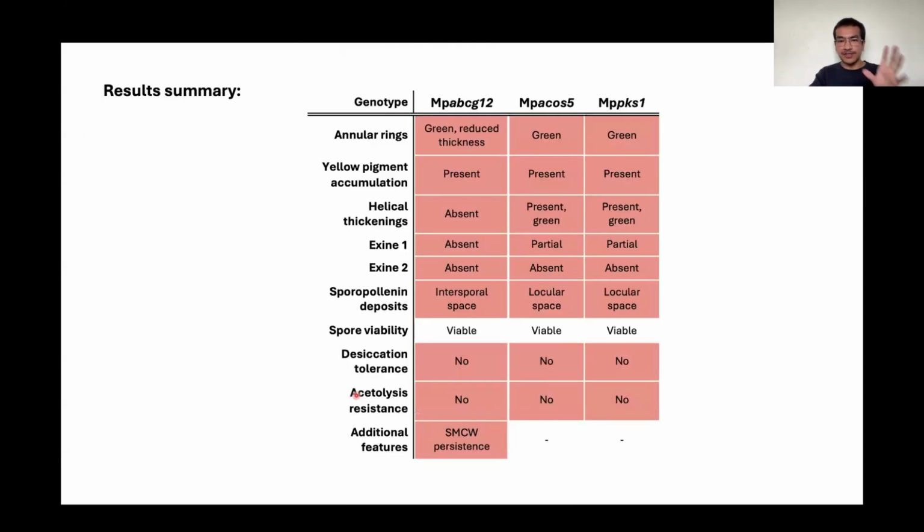But taking all these results, we see that ABCG12, ACOS5, and PKS1 mutants are very similar. ABCG12 does have additional phenotypes, such as the persistence of the spore mother cell wall, but despite severe spore wall features, they're all fully viable if you grow them up fresh. These spores are severely intolerant to desiccation. If you dry them out for just a week, none of them are able to germinate, which again points to a very, very defective spore wall.